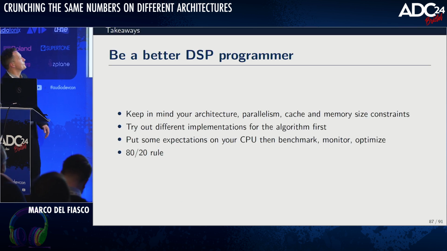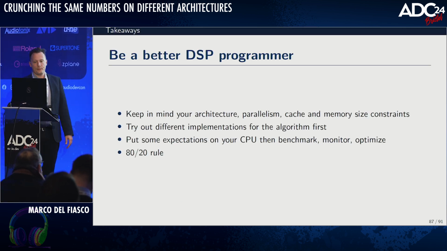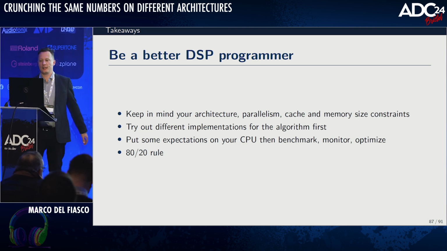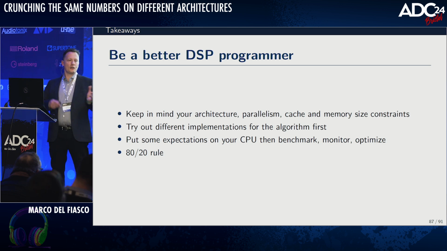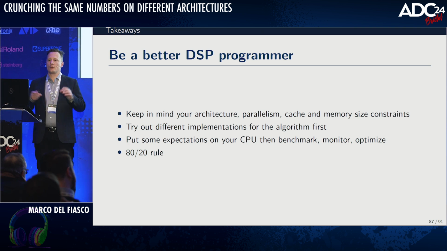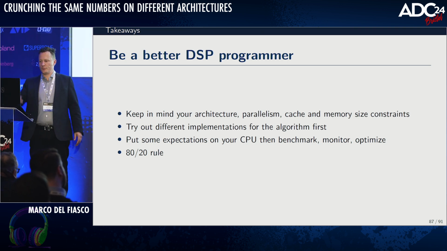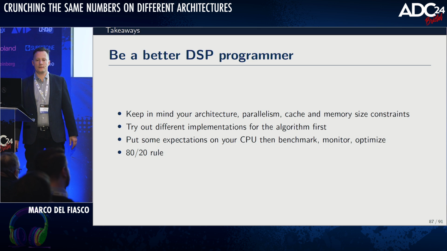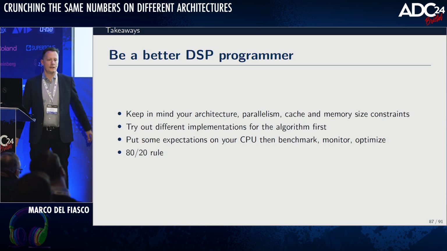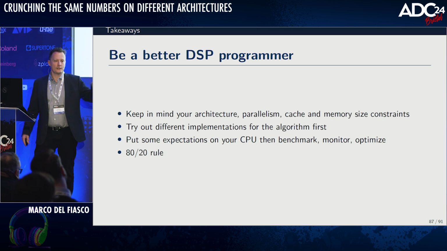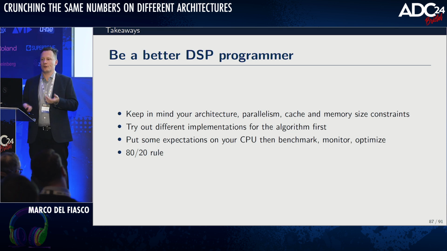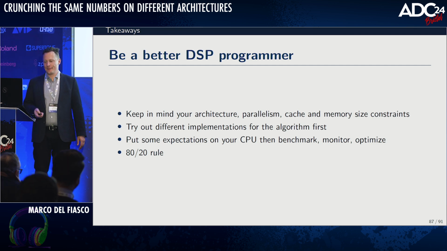Some takeaways from this talk. So keep in mind your architecture, your parallelism, cache and memory size constraints. It's very important with embedded systems. And at the beginning, try out several implementations of your algorithm, because the architecture may help you write the code differently. Put some expectations on your CPU, then benchmark, monitor, optimize. And please stop optimizing by the 80-20 rule at a certain point. While writing my code, I was trying to, can I give more? No. Stop, just stop. It's not always worth it.